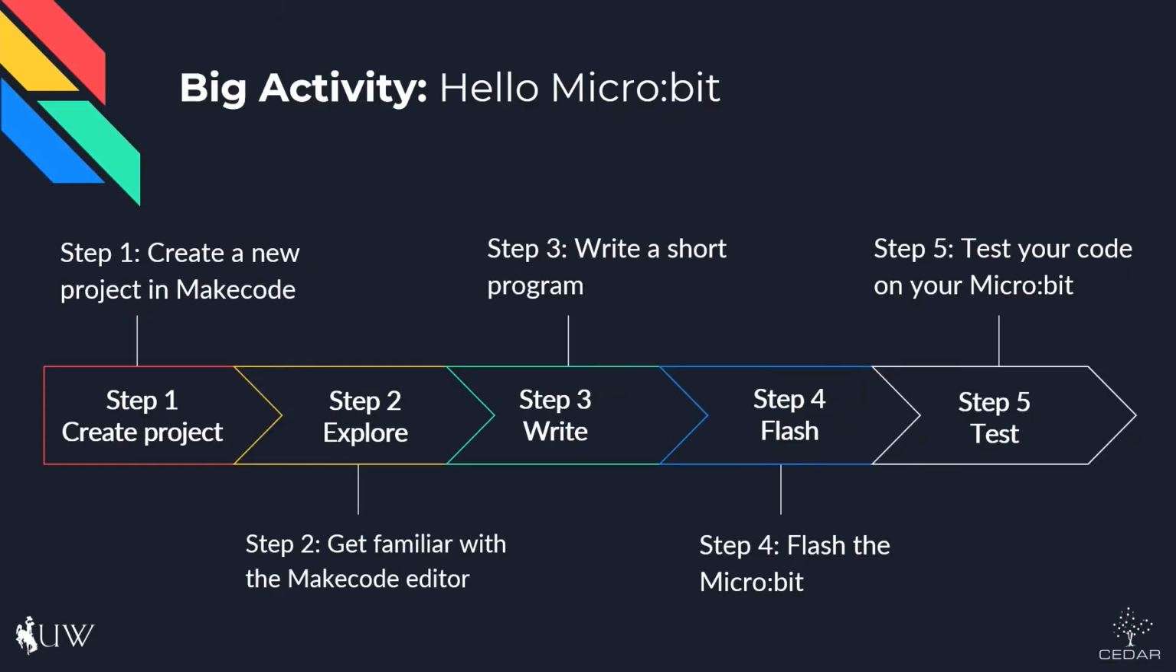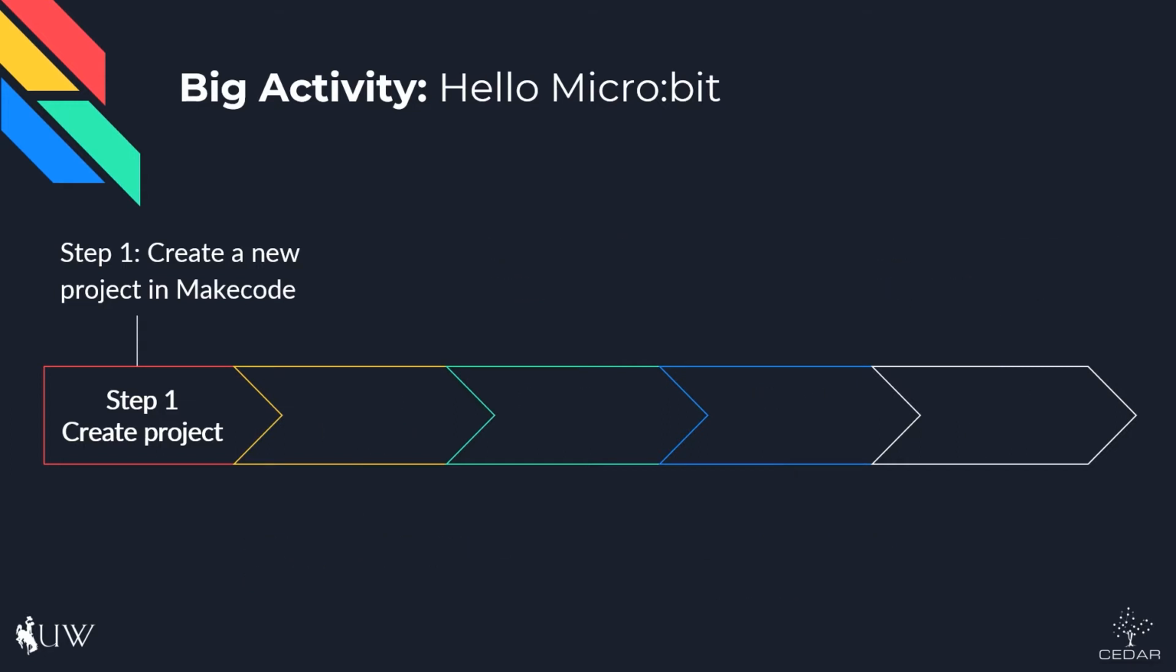We're going to do this in 5 easy steps. First, we're going to create a new project in MakeCode, and then we're going to get familiar with the editor. Then we're going to write our program, flash the microbit, and test our code. Step 1. We need to create a new project in MakeCode.